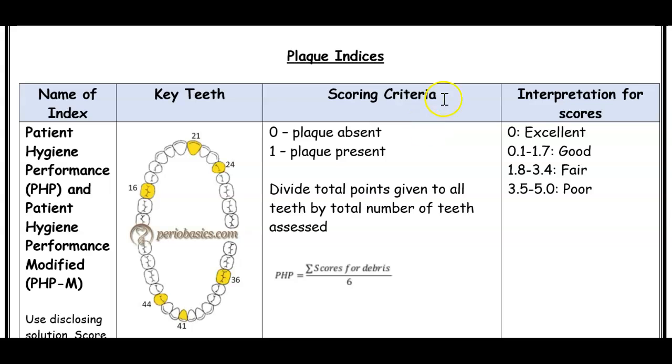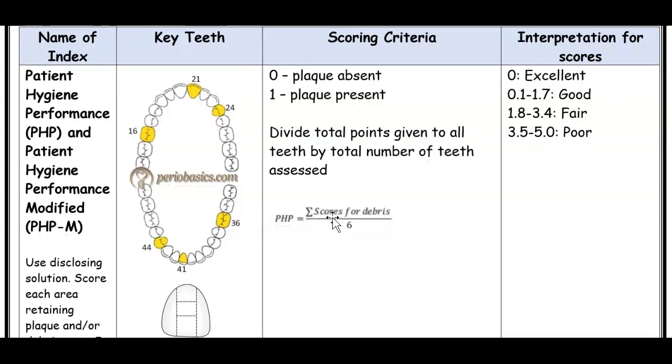Let's look at the first. We're actually going to start with plaque indices. There are many different plaque indices, and the first one is known as PHP, the Patient Hygiene Performance Index. See how it says Patient Hygiene Performance Modified? If I were to assess the entire dentition, I would say PHP. But if I just use the Ramfjord teeth, then I would say PHPM, M for modified. In the name of an index, they'll add M or S, S for simplified, to show that they only did it on six teeth as opposed to the entire dentition.